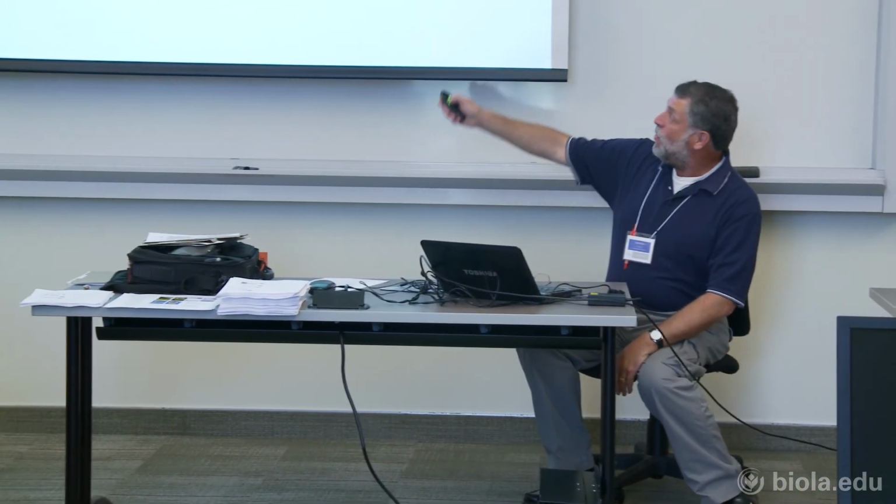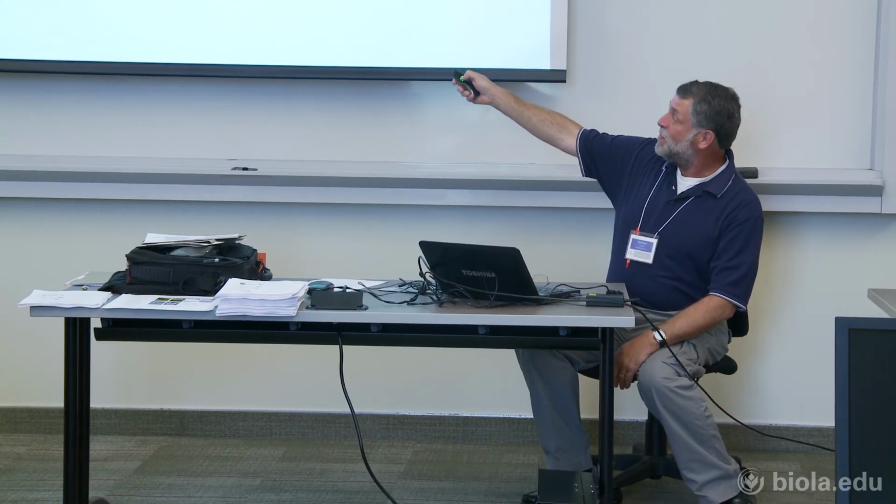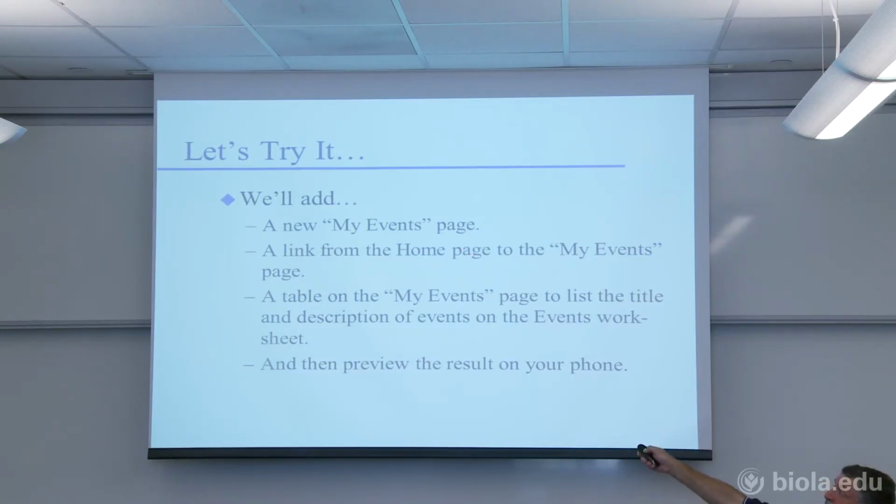All right, what we're going to do, we're going to add a new page called My Events. We're then going to create a link from the home page to our new page. We're going to add a table on that My Events page whose purpose is to find the list of events in the worksheet and list them. In other words, all we're doing is creating another page. That's going to do the same thing as the existing List My Events page, but you guys will do it.